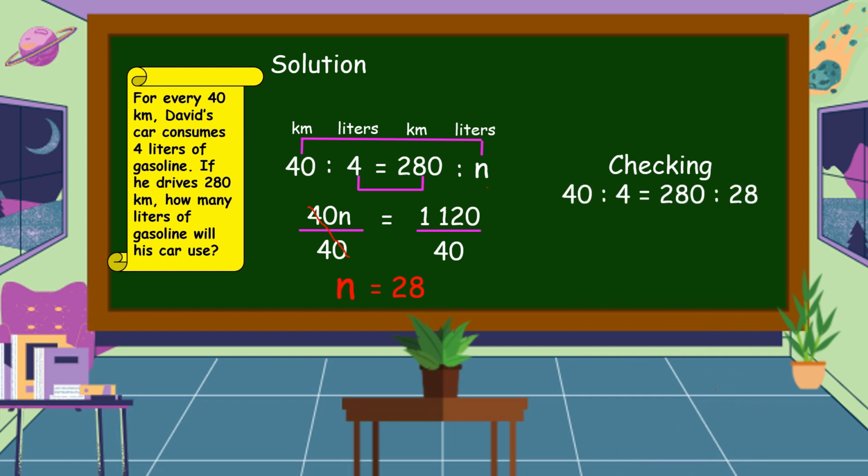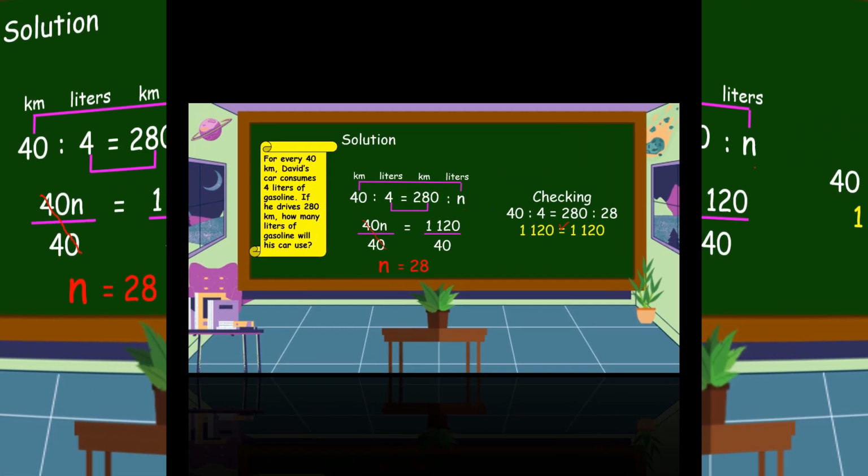We're going to check if our answer is correct or not. We're going to substitute the value of n into the proportion. 40 is to 4 is equal to 280 is to 28. Then we're going to multiply the extremes and the means. So, 40 times 28 is equal to 1,120 and 4 times 280 is equal to 1,120. It means that our answer is correct.